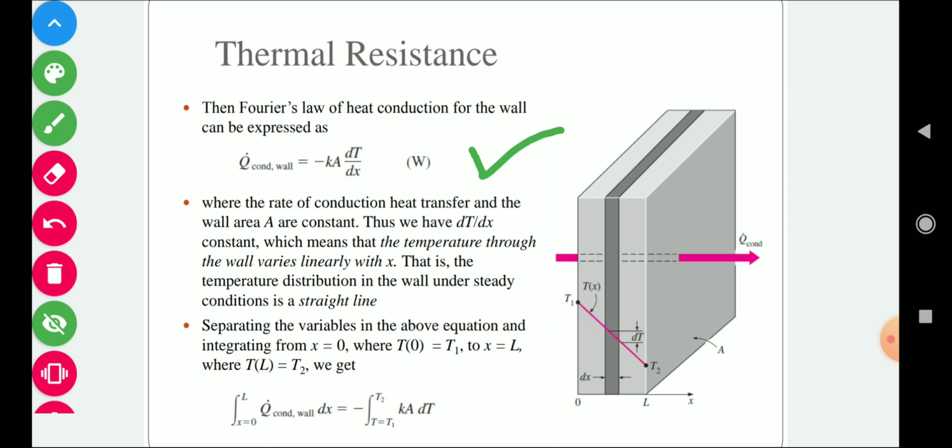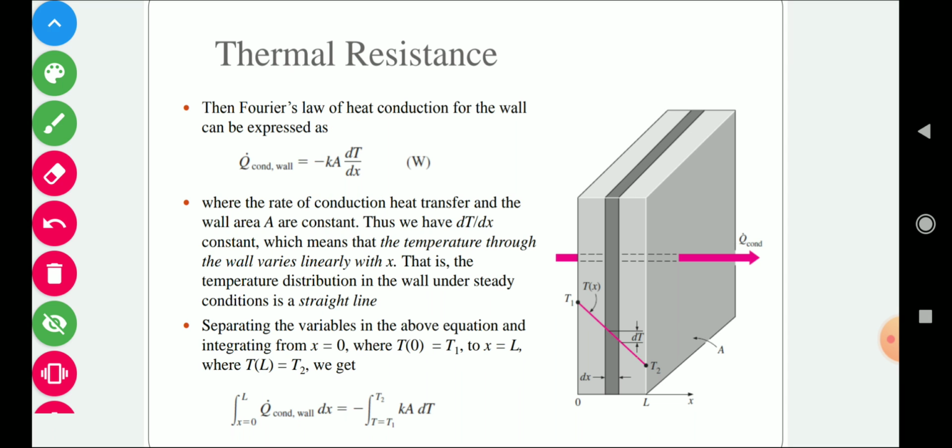Now at steady state condition, this Q conduction, the Q meaning the rate of heat transfer, will be constant. This K is thermal conductivity, which is also a property of the material, and if there is no significant temperature change, then this k can also be assumed as constant, though k varies with temperature. But if the temperature is not significantly changed, then the change in the value of k will be negligible, or we can assume that k is constant. Another one, this A is the area of the wall through which heat is transferring. Because this is a plane wall, A will also be constant. So if Q is constant, k is constant, A is constant, then this dT by dx will also be constant.